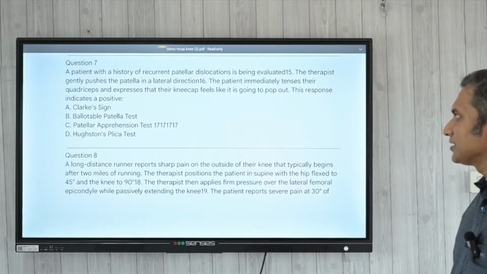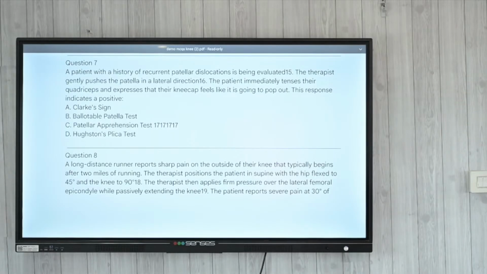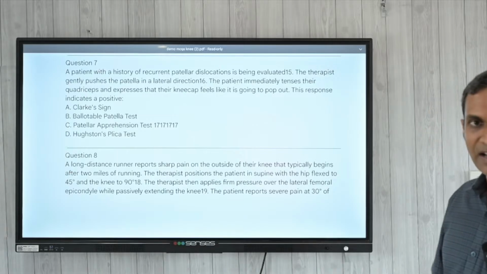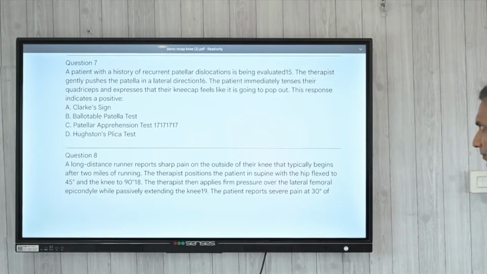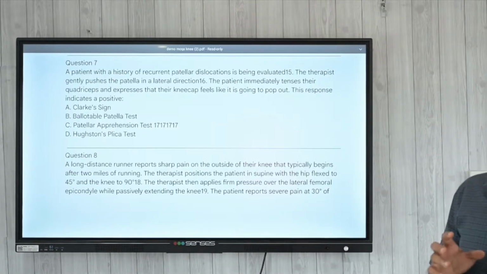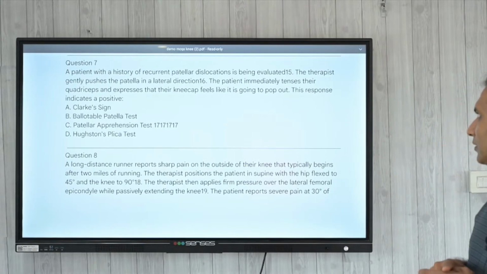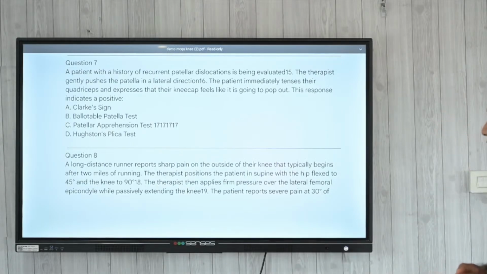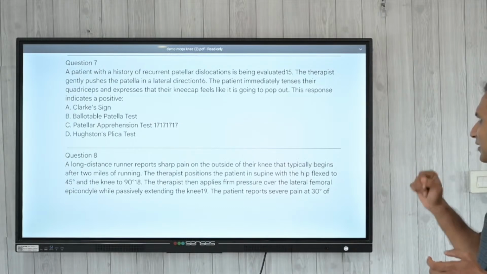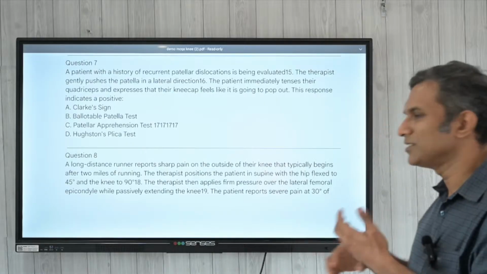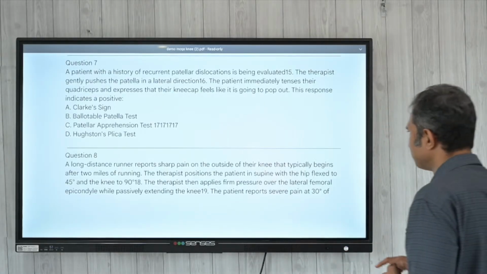option A, Clarke's sign. Option B, ballotable patella test. Option C, patellar apprehension test. Option D, Hoffa's plica test. So the key point here is recurrent patellar dislocation and the patient feels like the knee is going to pop out. So this guides you towards the right answer.